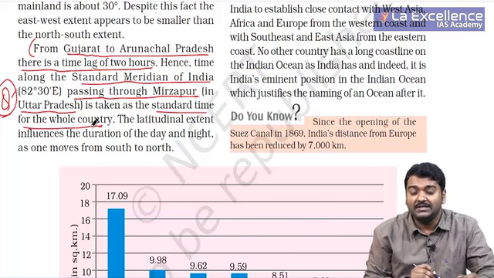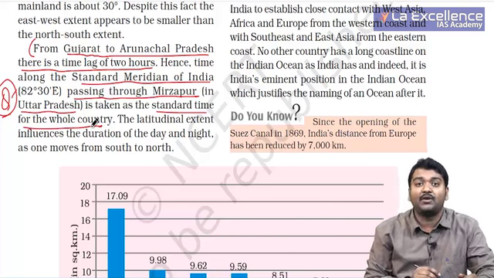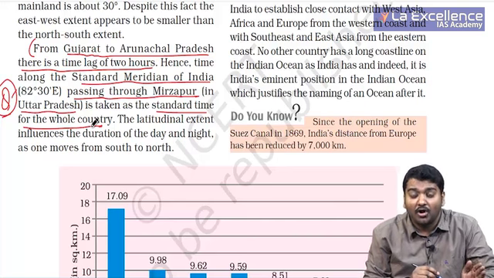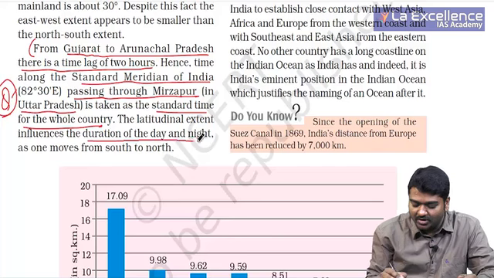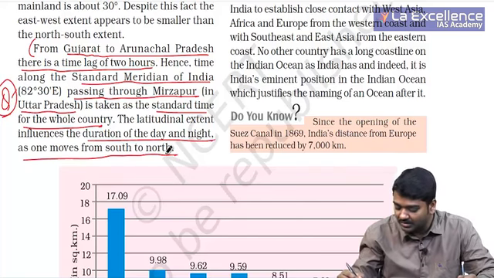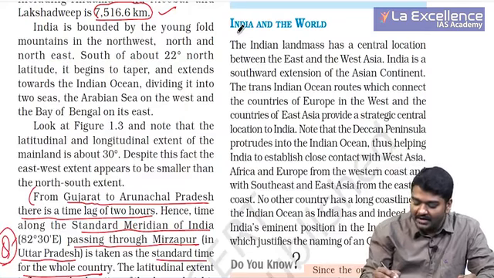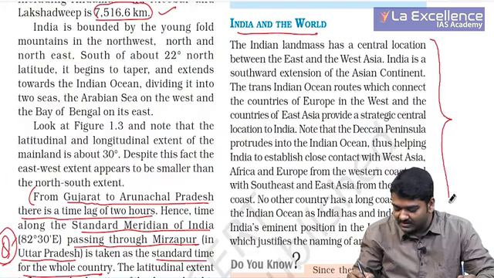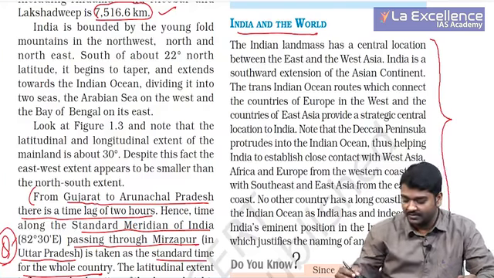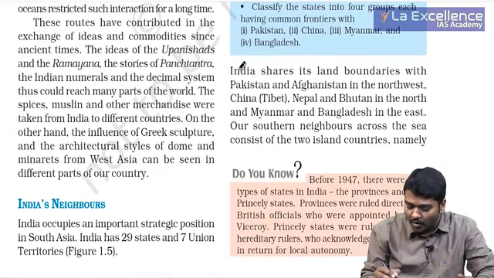I want you to see the states through which 82.5 degree east longitude passes. The latitudinal extent influences the duration of day and night when one moves from south to north. And then I want you to look at India and the world, where this can be used in answers but not very, very important.